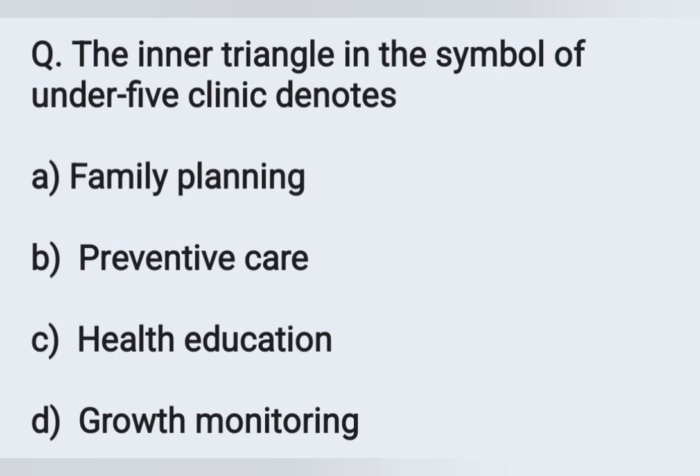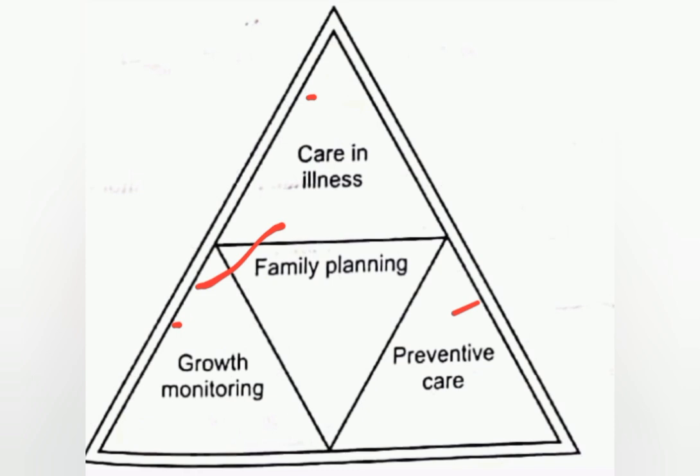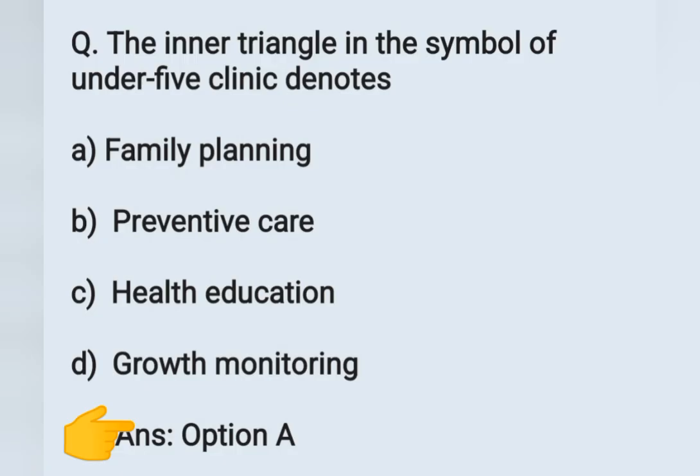The inner triangle in the symbol of under 5 clinic denotes options. Option A family planning, option B preventive care, option C health education, option D growth monitoring. In under 5 clinics, the inner triangle denotes what? Okay, it denotes family planning. See inside the inner triangle, which denotes family planning. So the correct answer is option A, family planning.